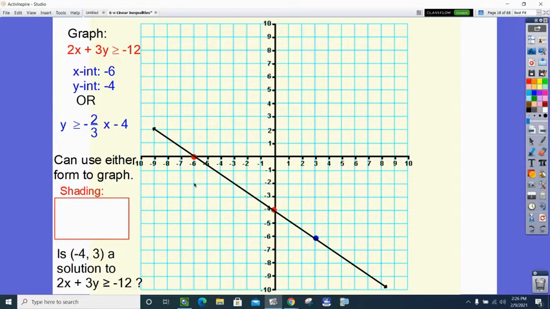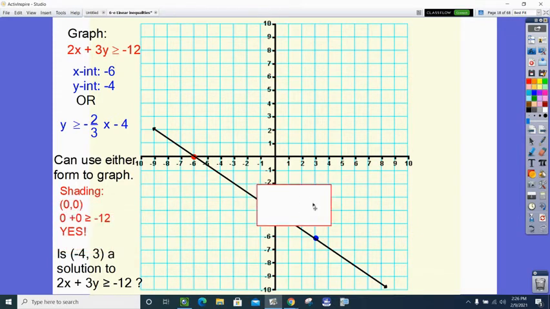So now the question is, is (-4, 3) a solution? If I didn't shade, I've got to shade first. So I'm going to use my (0, 0). I plug it in, and 2 times 0 is 0, 3 times 0 is 0, 0 plus 0 is 0.